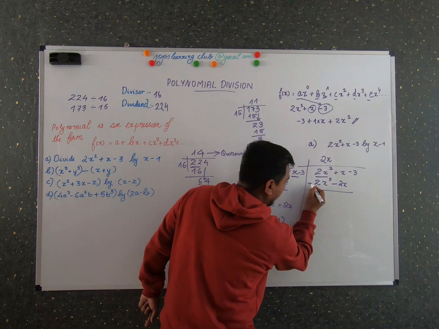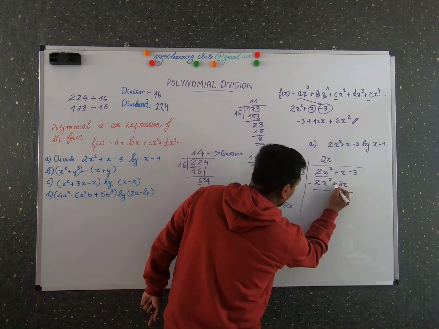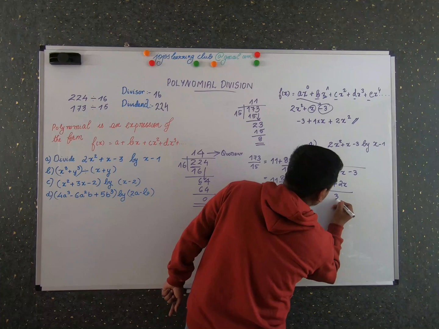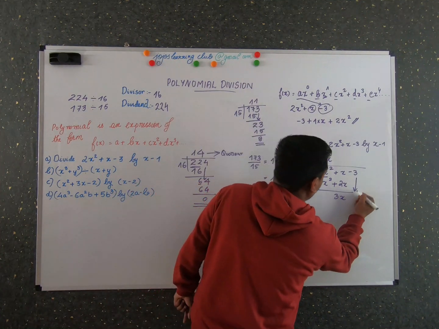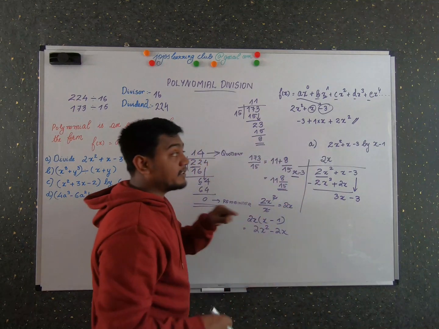So minus 2x minus 2x minus 2x, it would become plus 2x. So write this term again back, and now you have to write this term together here. Again, repeat the same process.